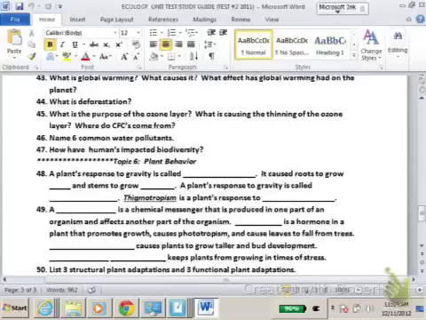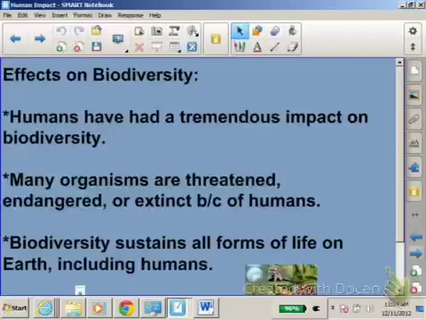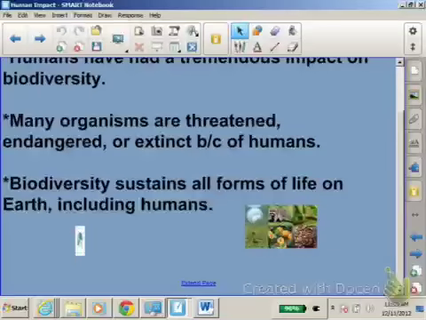Okay, number 47, how have humans impacted biodiversity? If you'll remember from our very first unit, biodiversity is the variety of life in a given area. We have had a tremendous impact on biodiversity. We have decreased it because we've destroyed so many habitats. Many organisms are threatened, endangered, or extinct because of humans. And why do we care that the so-and-so fish becomes extinct? Well, just remember that everything's connected and we are all dependent on all forms of life in some way. It's the whole circle of life, the whole food web, food chain, everything is connected.